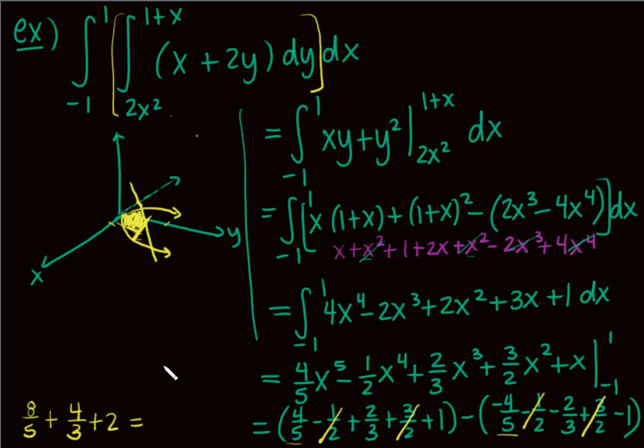So 8 times 3 is 24. 4 times 5 is 20, and 2 times 15 is 30, and this will all be over 15. That's kind of a trick for doing these. And then I'm sure in the back of your mind you're like, Sarah, I'm going to use my calculator, which is fine too. So I think the answer is 74 over 15.